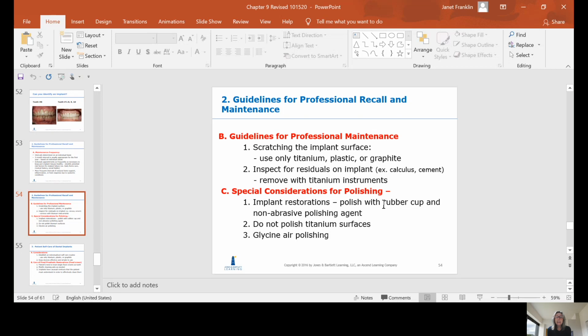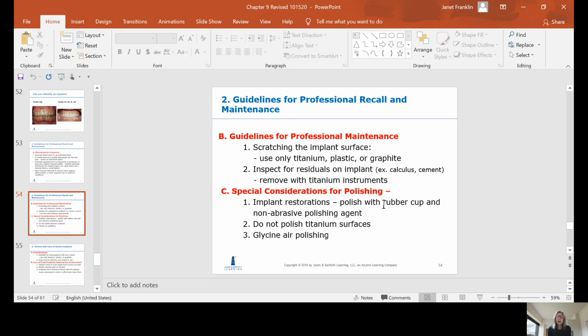Inspect for residuals on the implant. So you're going to look for calculus and cement on the implant. Now, if you take the first set of radiographs after the implant is placed and you don't see any cement, there's an assumption you shouldn't see any cement down the road, but you can see calculus. If you do, you're going to need titanium scalers to remove that. Plastic or graphite are not going to remove calculus, or cement for that matter.